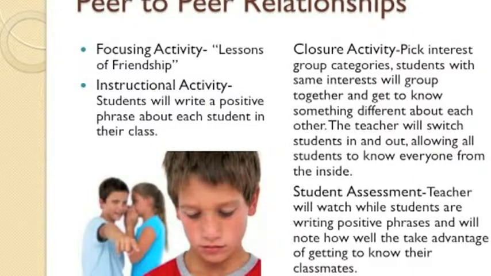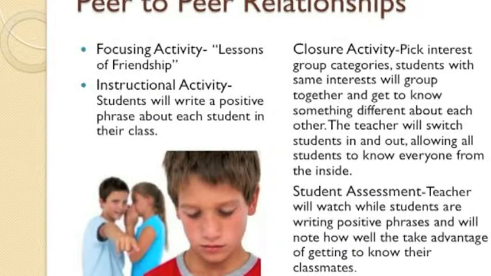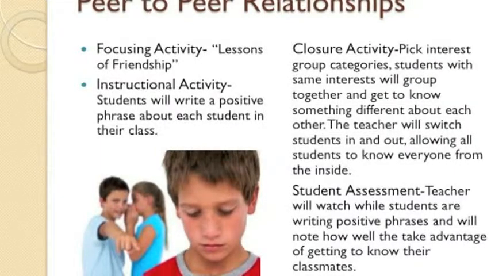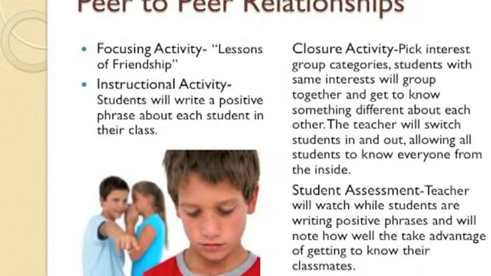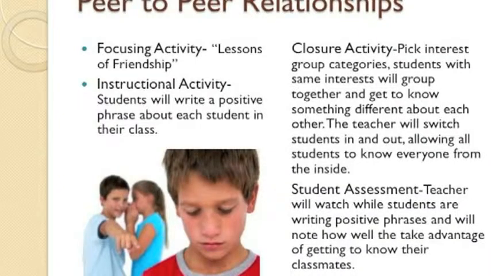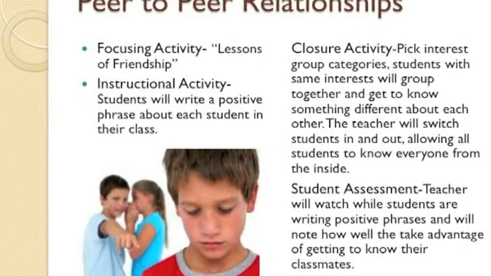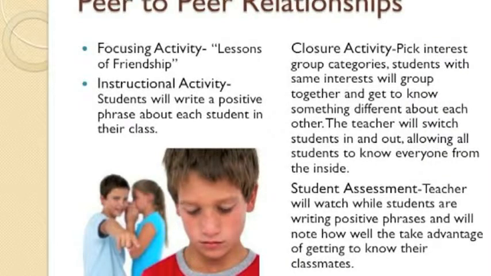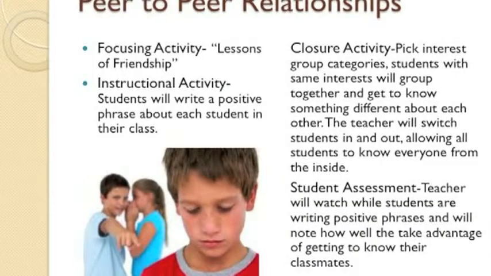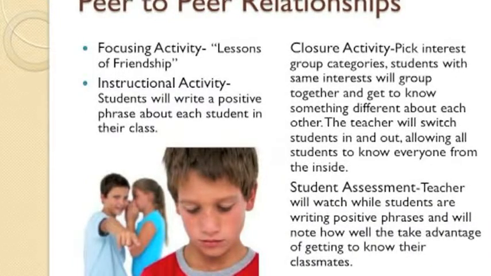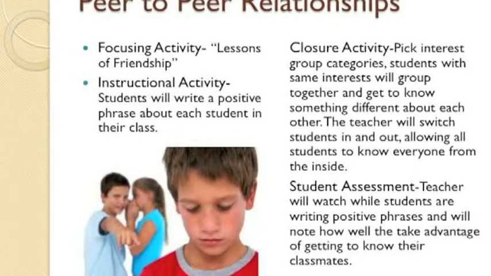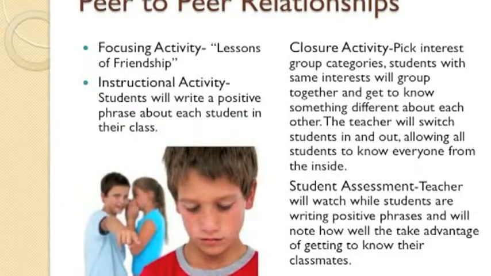And then as a closure activity, pick interest group categories, and students that have the same interests, group them together so they can talk and get to know each other. But make sure that they're not talking about the same thing that they have in common. Make sure they're discussing different things. And then the teacher will pull students in and out of groups, allowing them to get to know different groups, not only the ones that they have the same interest with. And then once again, this will be informally assessed about how well they work together. And then there will be a formal assessment, and they'll write a journal about how they felt after they read all the phrases that the students said about them.